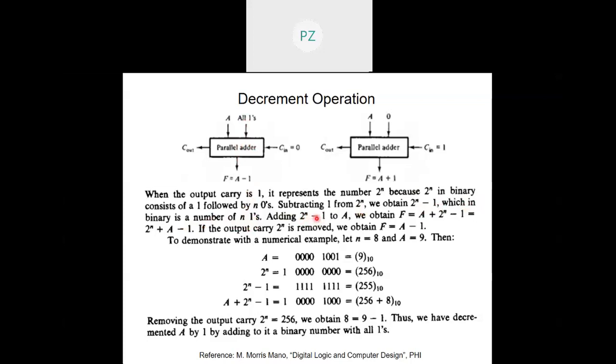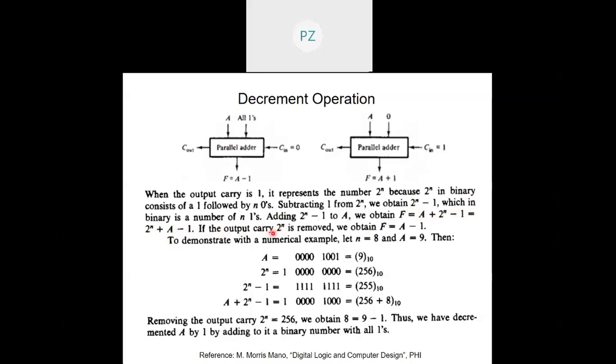Now if you add 2 to the power n minus 1 to a, so I am essentially adding 2 to the power n minus 1 to a in the parallel adder. We obtain f is equal to a plus 2^n minus 1. All ones is 2^n minus 1, which is 2^n plus a minus 1, just rearranging them, right? 2^n plus a minus 1.